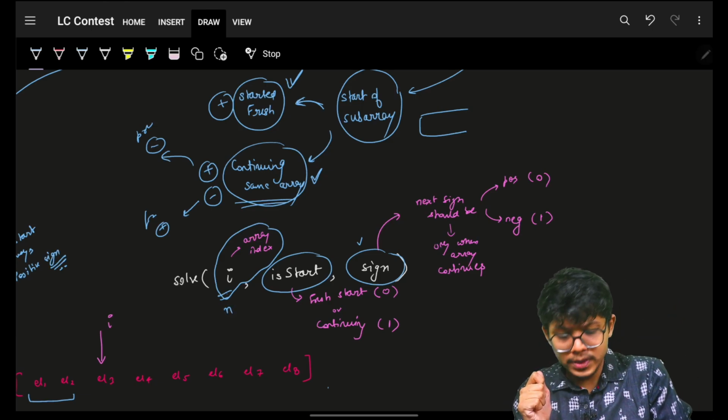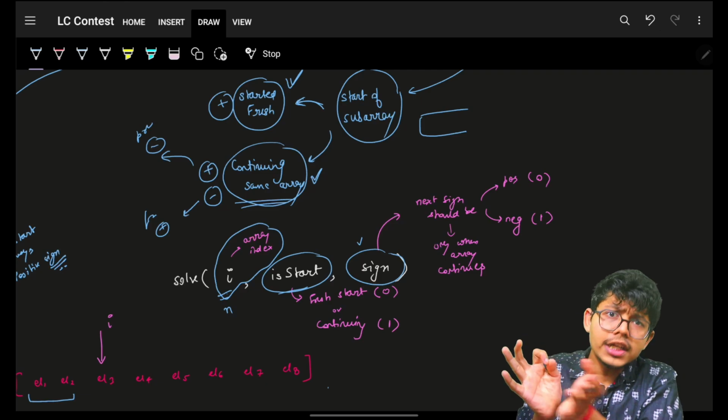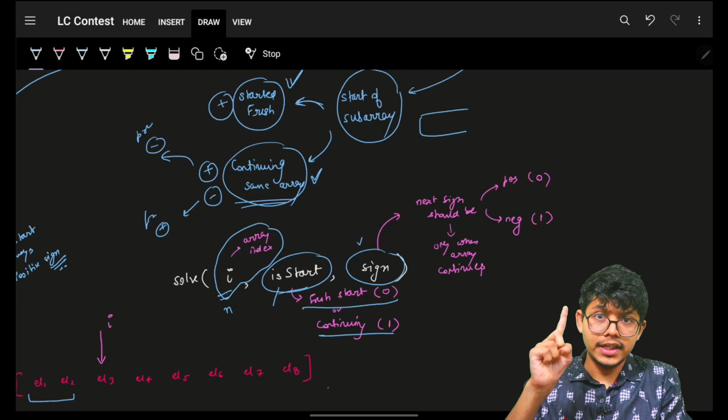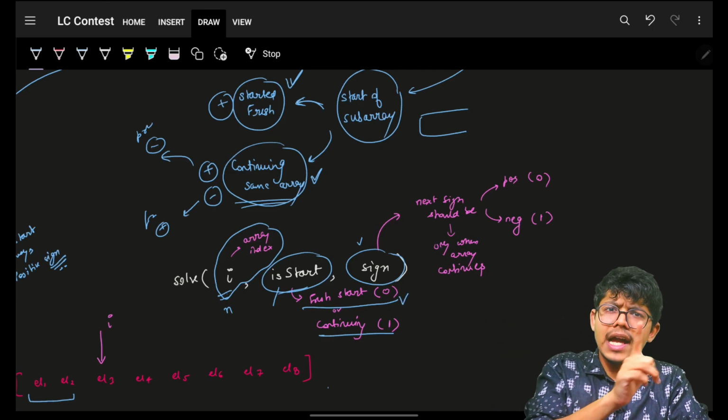So this will for sure be there. Now, is the start is just saying if it's a fresh start or a continuing array. So it is just two values, a fresh start or a continuing array. For fresh start, I will represent by a 0. For continuing array, I can represent by a 1.